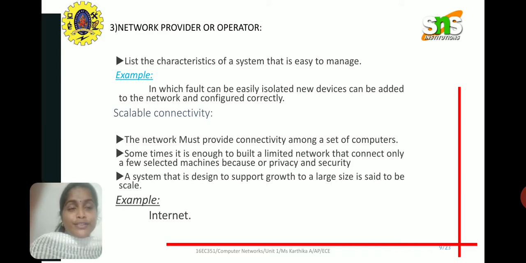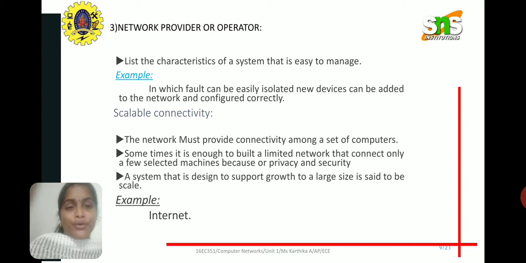Next one is, what's the role of the network provider or operator? List the characteristics of a system that is easy to manage. The system should be easy and manageable. For example, if any fault is located in the computer network, it can be easily isolated and configured correctly at the particular time. It should not disturb the connectivity, and it should not cause inconvenience to the customer end.